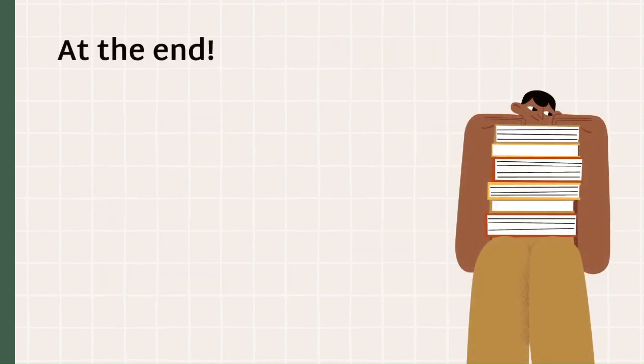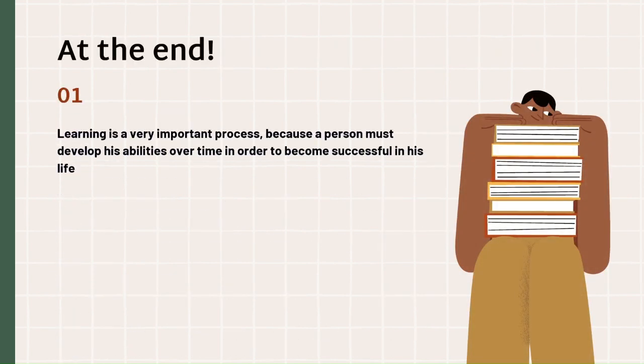Okay? So at the end, I want to give you the first piece of advice. Learning is a very important process. You need to learn how to learn. It's not an easy process, okay? And you have to learn. Why? Because a person must develop his abilities over time in order to become successful in his life.